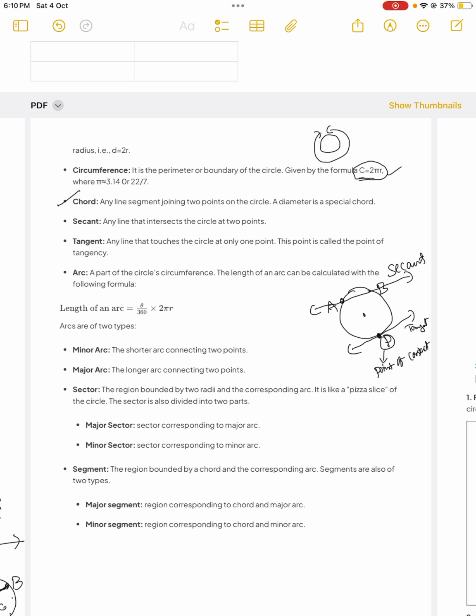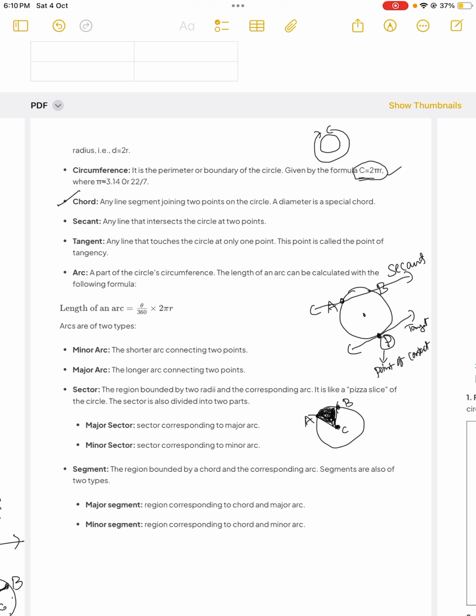Next one, sector. The region bounded by two radii and the corresponding arc. It is like a pizza slice of the circle. The sector is also divided into two parts. Sector means this is the circle, this is the center. We take any two points on the circle. This is A, this is B. If you draw, this is arc 1, this is arc 2. Okay, join center C to A and to B. This is the sector. Therefore, ACB is a sector.